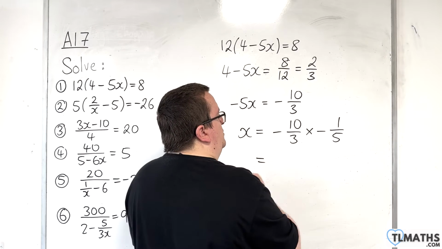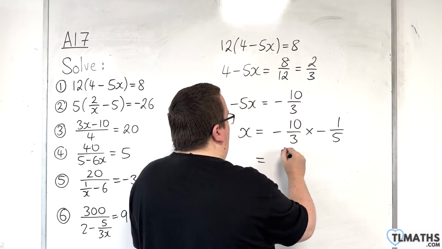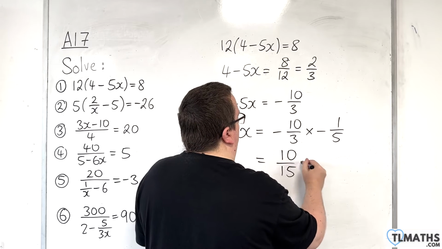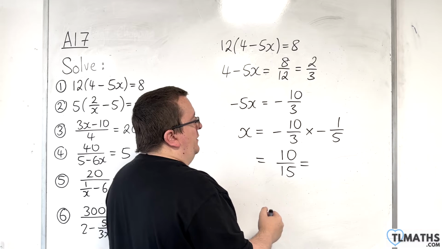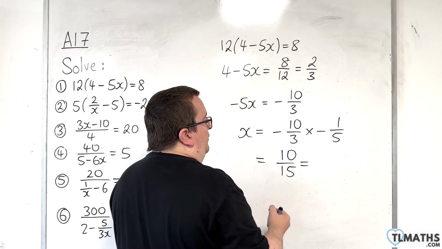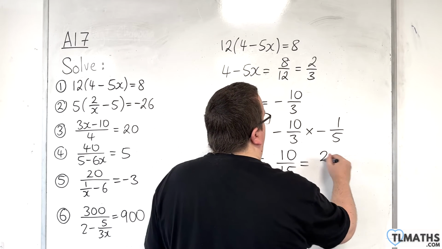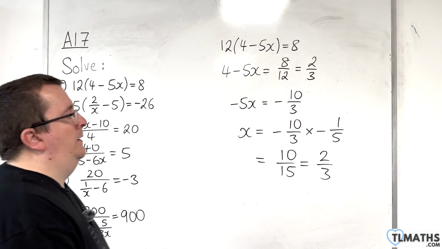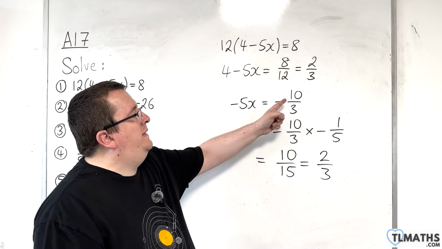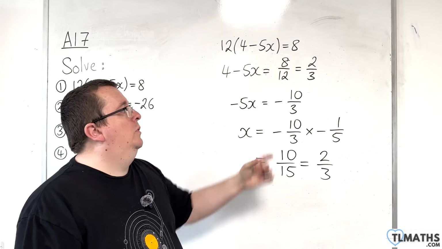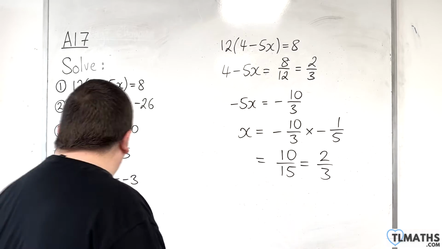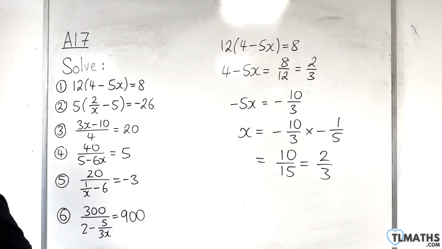Minus 10/3 times minus 1/5 would be 10 over 15. 2 minuses go. Multiply the numerators, multiply the denominators. 10 over 15 can be simplified, divide top and bottom by 5, we get 2/3. Okay? You could have also seen that as dividing the minus 10 in the numerator by minus 5 to get 2, and then you're left with the 2/3. So you could have done it that way as well.